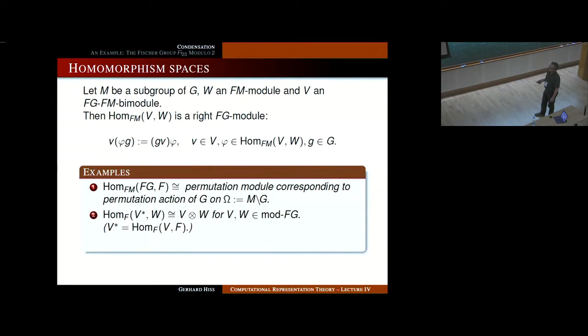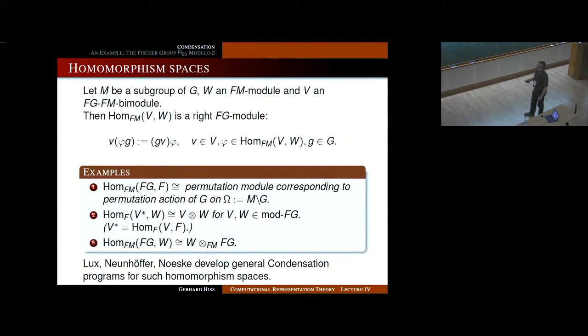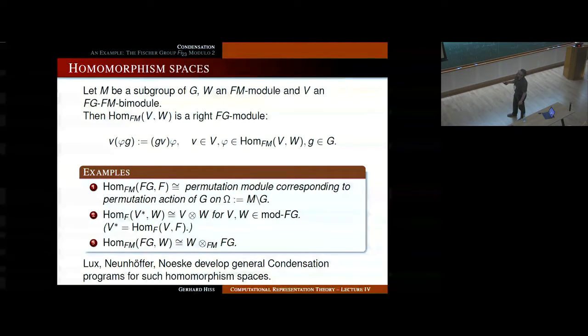Or if you take the dual of V, the dual module, and W an FM module, again an FG module, and for M you take the trivial submodule, you get the tensor product. Or you take the subgroup M and you take FG and W, then you get the induced module. So you have to be able to condense this homomorphism space, which gives you three examples.